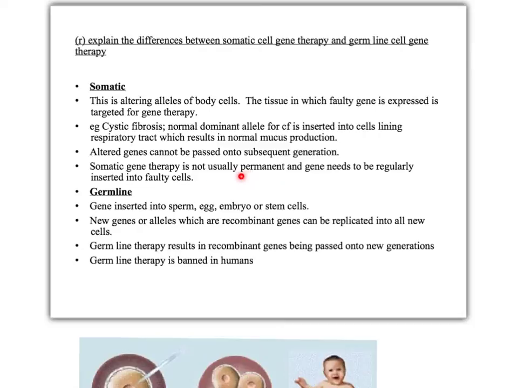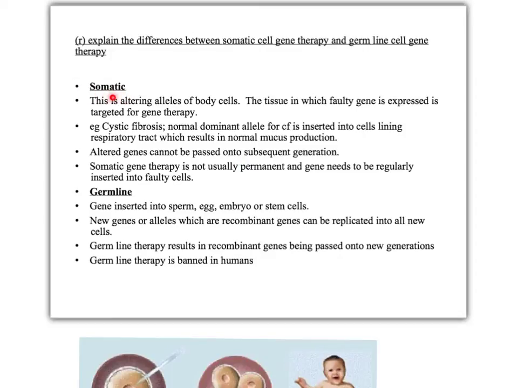Okay, so we have to keep reapplying our gene therapy to the cells that line the lung, so that we keep producing mucus which is non-sticky. Okay, and the altered genes can't be passed on to subsequent generations. So cystic fibrosis sufferers, or even cystic fibrosis carriers, still pass on the gene for cystic fibrosis in exactly the same way, even if they've had gene therapy. Okay, so that's somatic gene therapy.